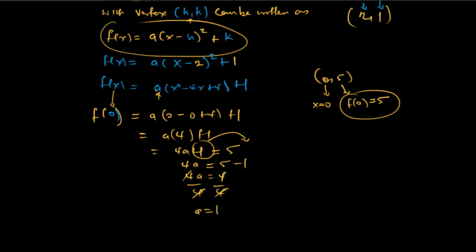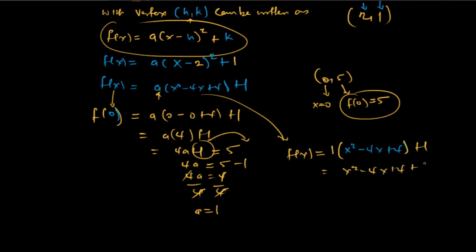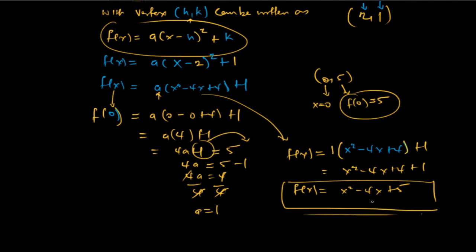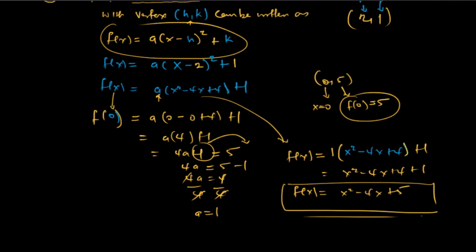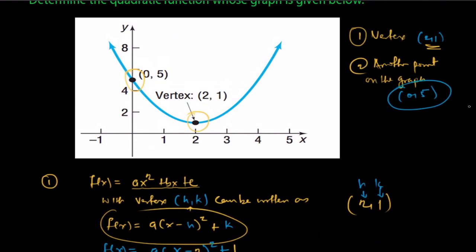Now I've gotten a value for my a, so I could write f of x equals 1 times (x squared minus 4x plus 4), then plus 1. That gives x squared minus 4x plus 4 plus 1, and 4 plus 1 is 5. So f of x equals x squared minus 4x plus 5. So we have been able to construct the quadratic formula of the graph that we're given here.